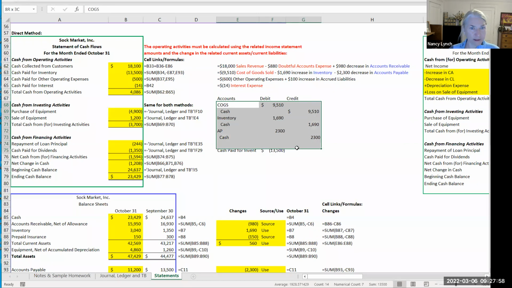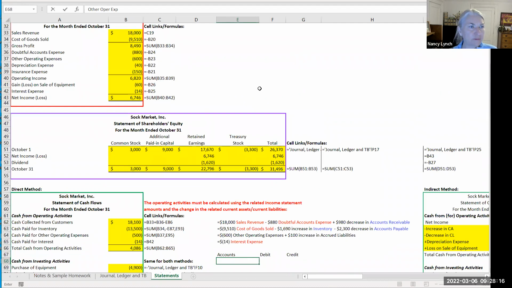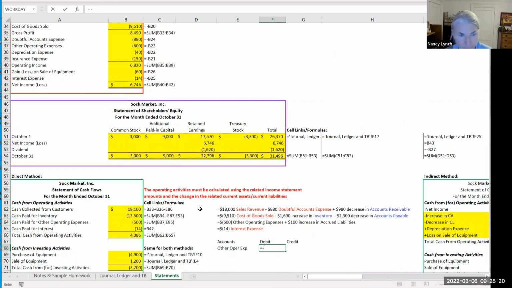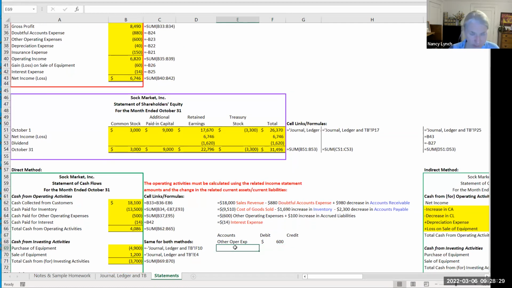Let's do cash paid for operating expenses. So expenses, again, I would go to my income statement because I'm going to prove this amount and get my operating expenses. And that would be a debit. So other operating expenses, let's go get that off the income statement. Again, I'm going to, oops, sorry, I have to make it equal minus. Get my other operating expenses, 600.